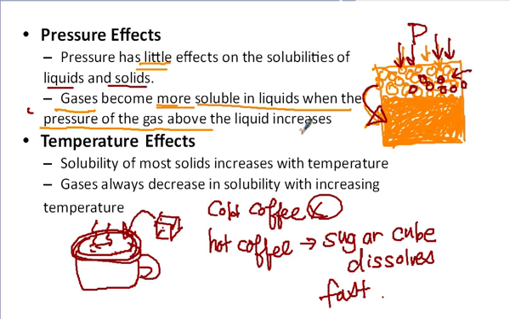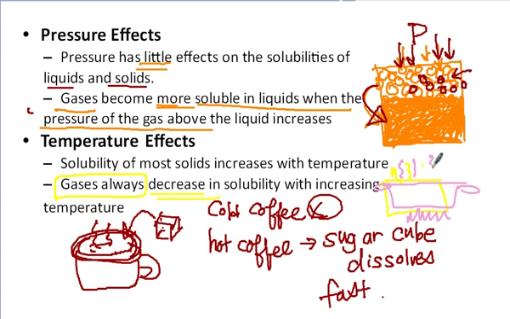No effect on liquids and solids, but gases become more soluble as the pressure of the gas above the liquid increases. Temperature, think back to the coffee example: as temperature increases, solubility of solids increases. Gases, on the other hand, always decrease in solubility because they want to evaporate more, right? So if you have water boiling, here's your pot of water. This is your handle, this flame here.